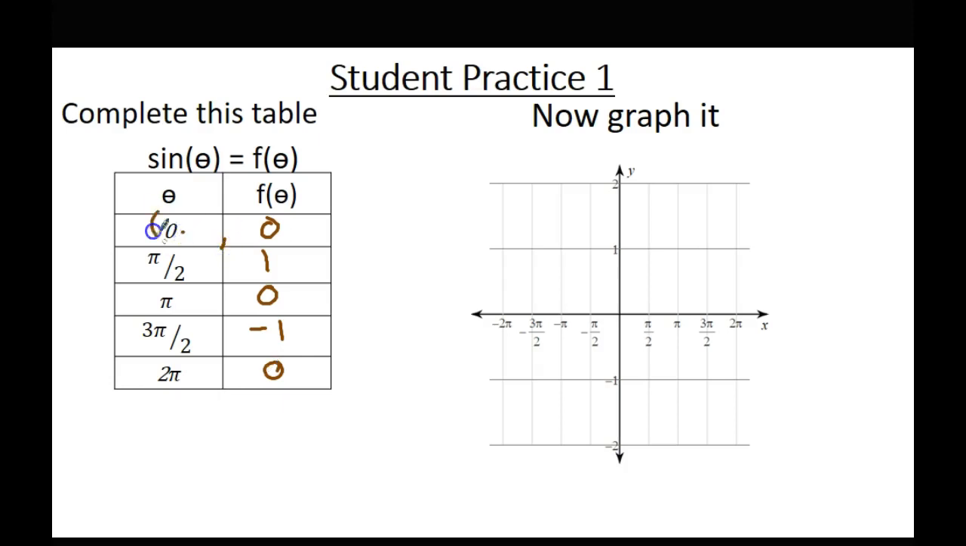I've got 0, 0, right? I have pi over 2 is at 1. So over pi over 2, a point is here. And pi is at 0. 3 pi over 2 is at -1. And then 2 pi is at 0. And if we connect it with a curve, right, not with straight lines, but with a curve, like that. But we know that this is really just going to repeat, right?